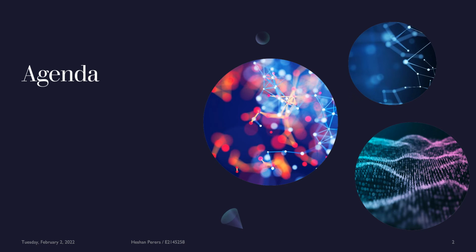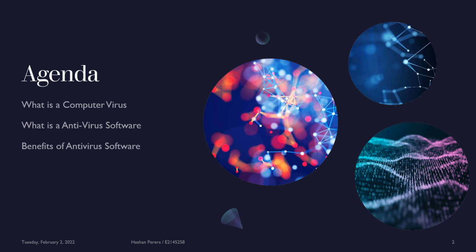So, what's the agenda? First, we are going to look at what is a computer virus. Then, we are going to look at what are the options available to counter computer viruses, so called antivirus software. And then we're going to look at some of the benefits of using antivirus software on your PC or laptop, and then look at some of the options available in the market. Finally, we will walk through my favorite antivirus software.